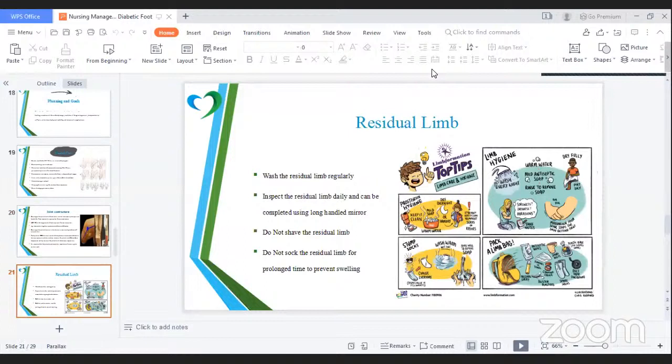How to take care of the residual limb? Advise the patient to use the residual limb regularly and inspect it daily, which can be done using a hand-held mirror. The patient at this time may not be able to do it by himself, but the nurse's role is to help the patient learn to do it independently. Don't shave the residual limb. Don't soak the residual limb for a prolonged time, to prevent swelling.